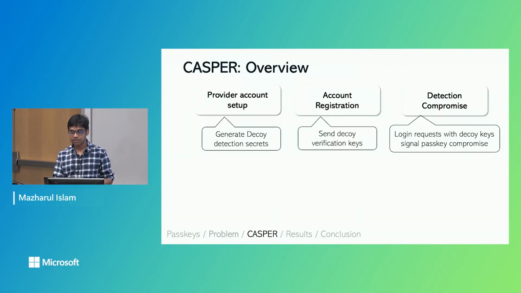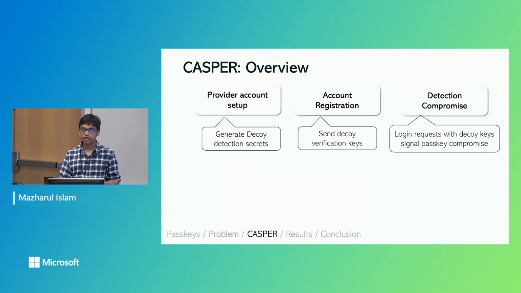So CASPER achieves this in 3 steps, and the first step happens when the user creates an account with the passkey provider. You can think of it as whenever you are creating your Google, Microsoft, or Apple account. We will generate under the hood a set of detection secrets, including decoy detection secrets.